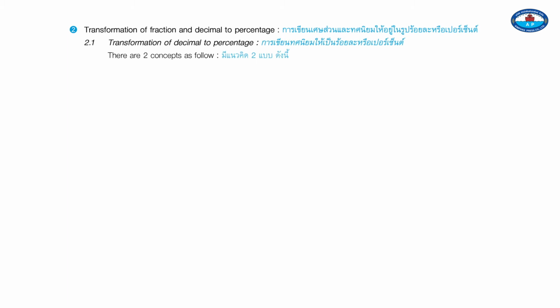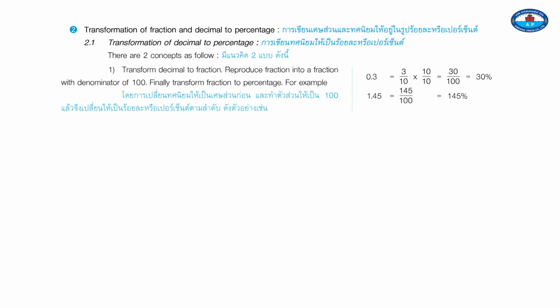2. Transformation of fraction and decimal to percentage. 2.1. Transformation of decimal to percentage. There are 2 concepts as follows. 1. Transform decimal to fraction. Reproduce the fraction into a fraction with denominator of 100. Finally, transform the fraction to percentage. For example, 0.3 equals 3 over 10 times 10 over 10 equals 30 over 100 equals 30%. 1.45 equals 145 over 100 equals 145%.